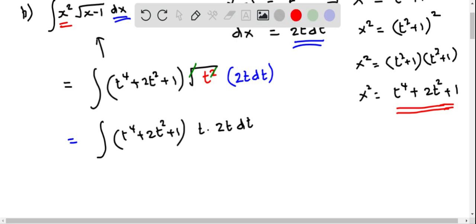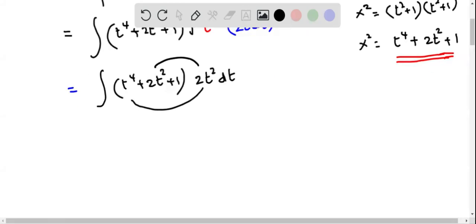Now I can combine these two. These two are like terms. That is t times 2t is 2t squared. So I'm going to put this as 2t squared dt. Now we can do the distribution of each term with 2t squared.